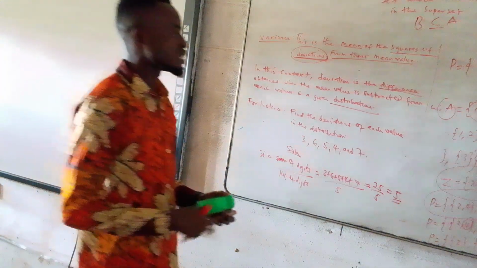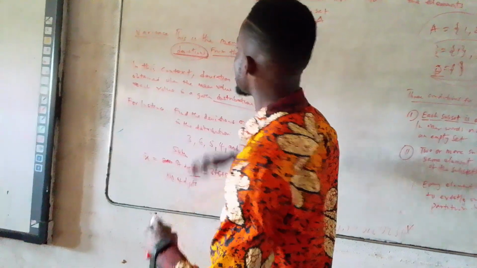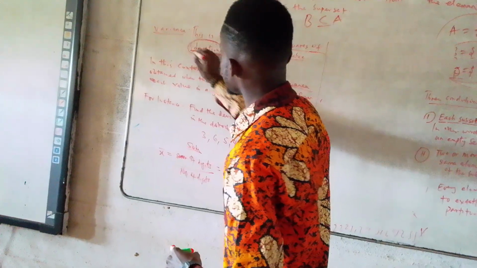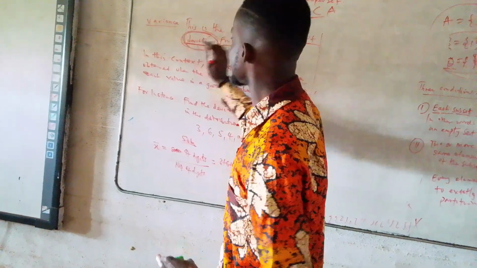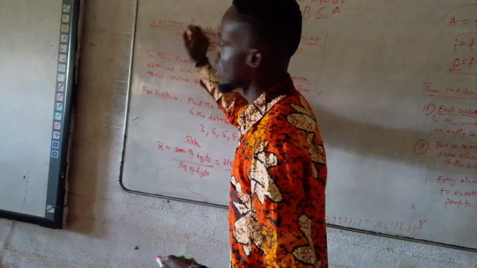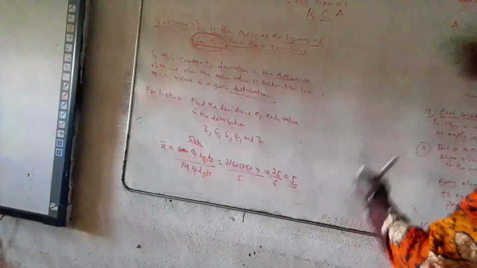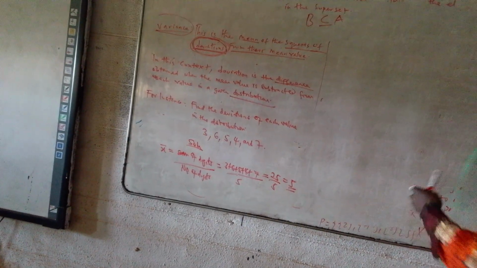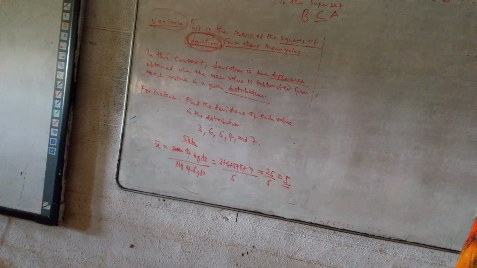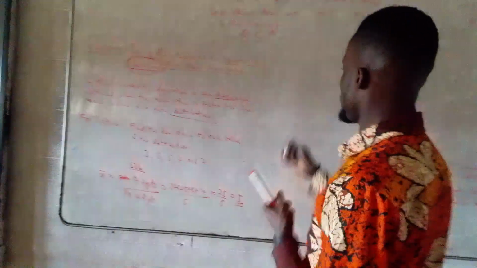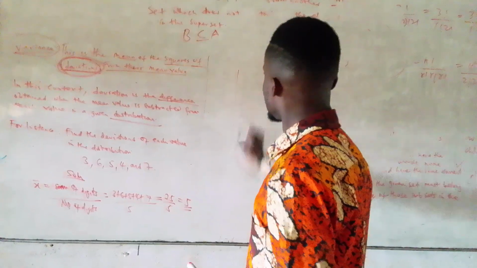Yeah, we can do that in tabular form. Let's quickly do that in tabular form. You know, I'm talking about mean, but I'll still come back to variance. I'm talking about deviation. I'll still come back to variance by the time we're done with deviation. Now, to get the deviation, we can do that in tabular form.